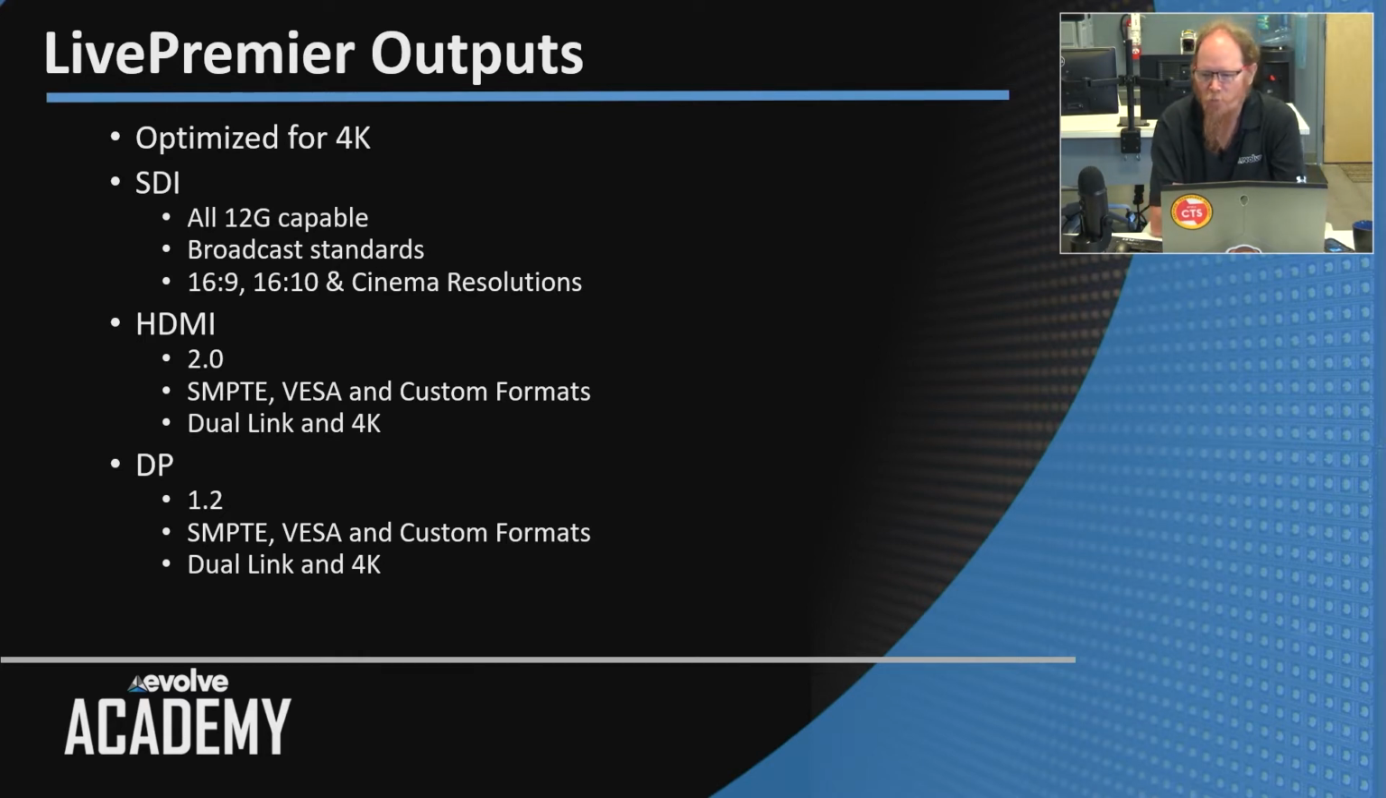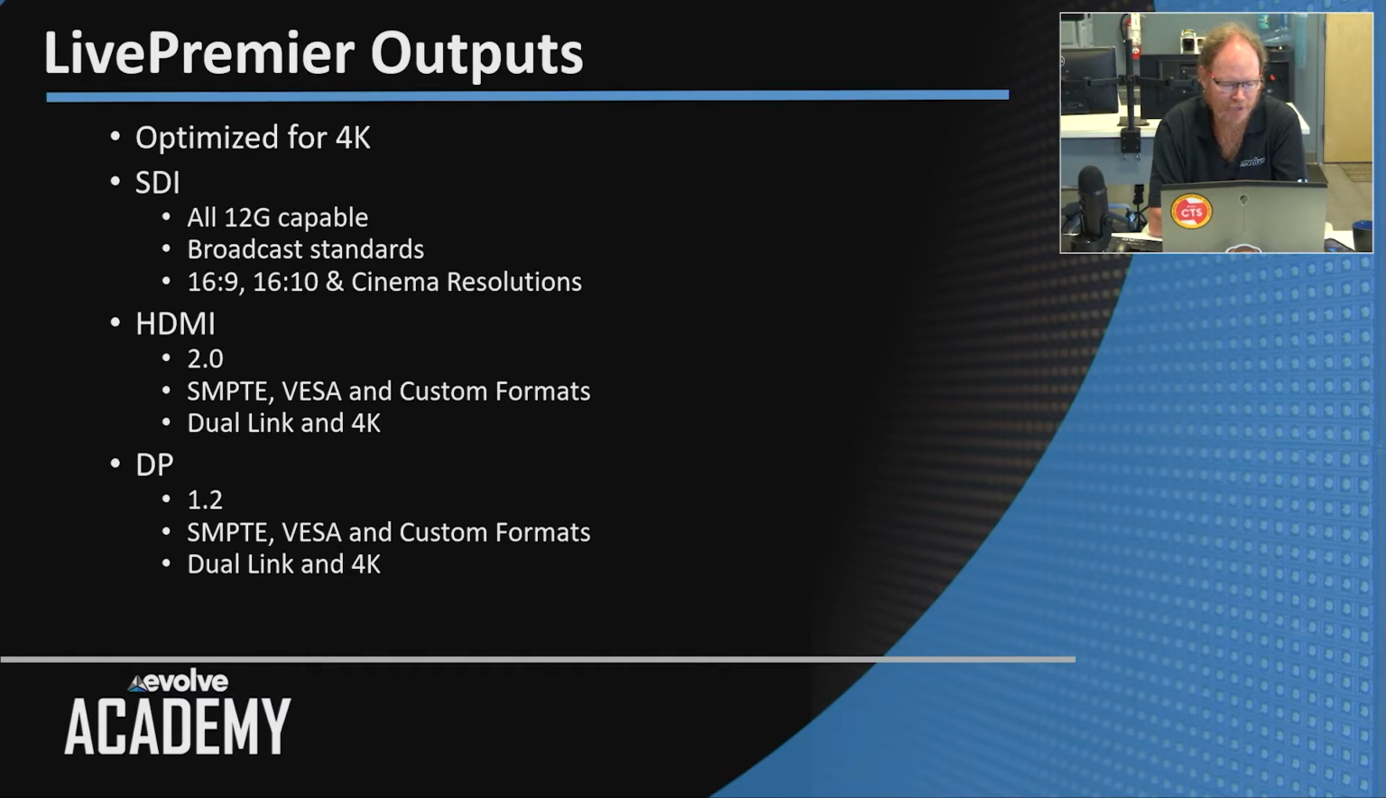LivePremier. What is it and what makes it unusual? So the LivePremier platform is optimized for 4K. It is 4K all the time, every day, all the places. So the SDI inputs and outputs, they're all 12G capable. They are broadcast standards and cinema resolutions. So 16:9, 16:10, and the cinema resolution, so the 4096 wide. Every input and every output is capable of 12G.